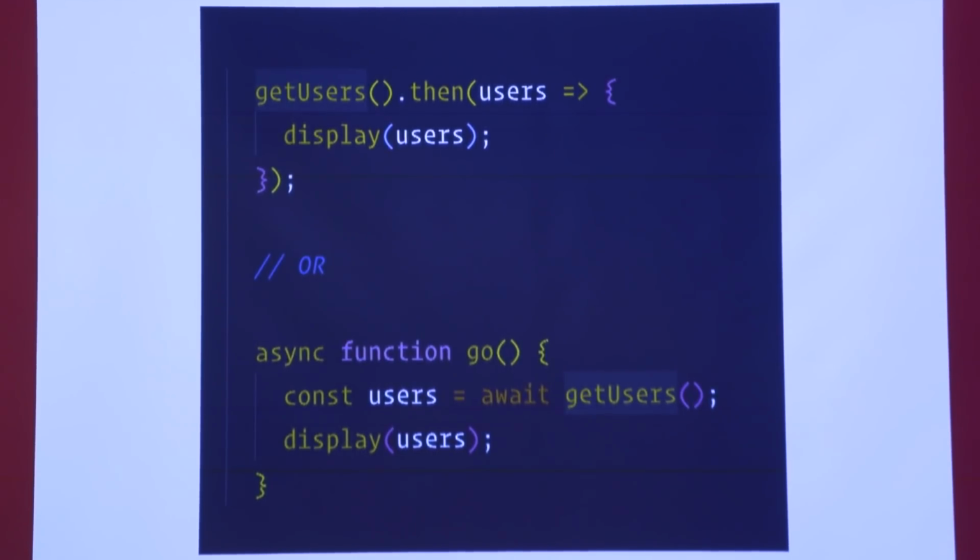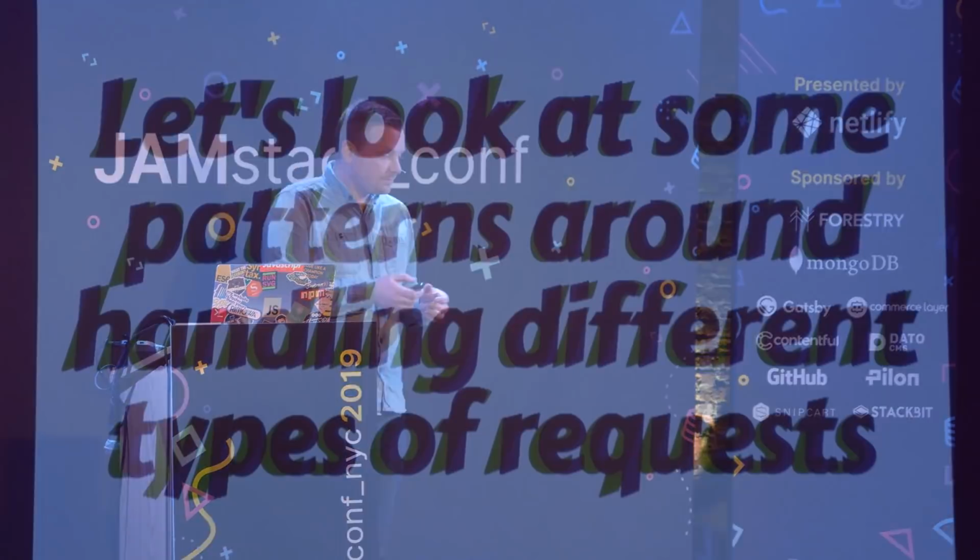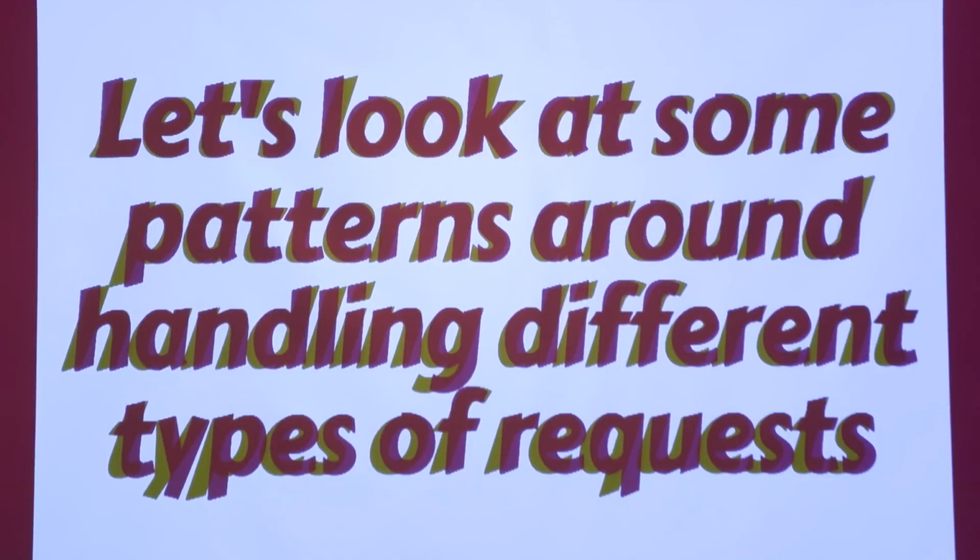And then you can chain a .then onto the end, which will give you the users, or you can use an async function where you await that promise and then actually access the users inside of it. So let's look at some patterns around handling different types of requests inside of promises.